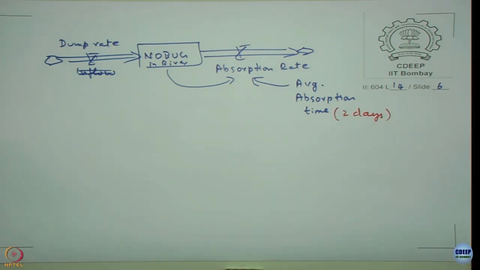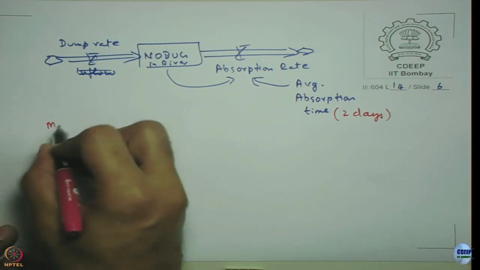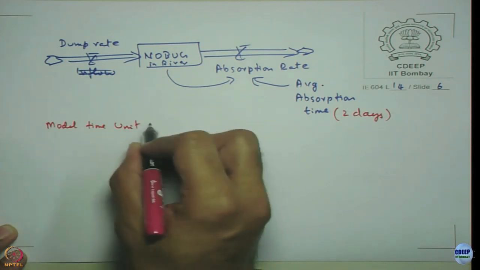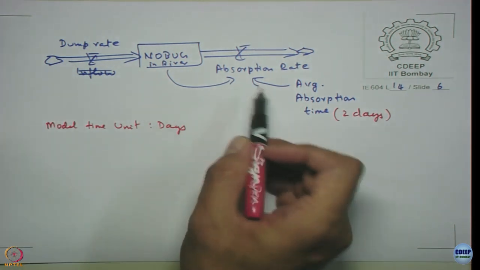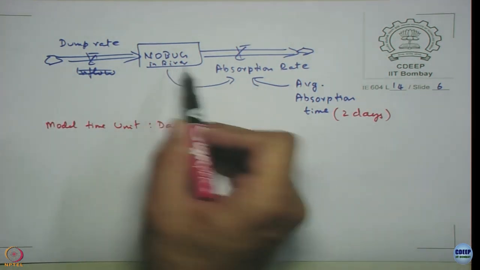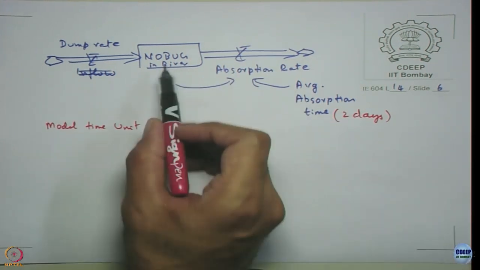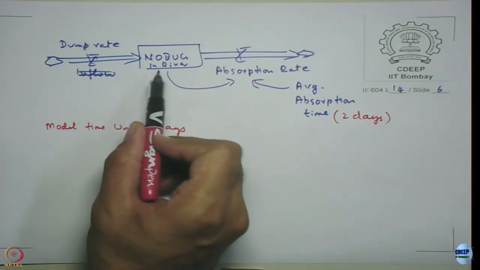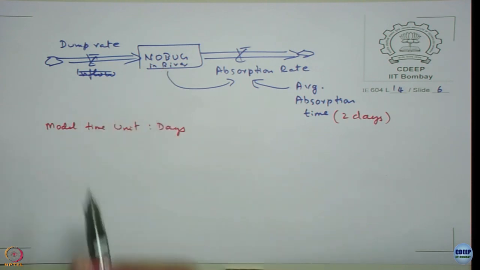right. So ensure that the time unit in your model is selected as days. Absorption rate is nothing but Nobug in river divided by absorption time, because it is a rate, stock over time. So, Nobug in river divided by absorption time is what you write here. Initial value, you can put it as 0 in the stock.